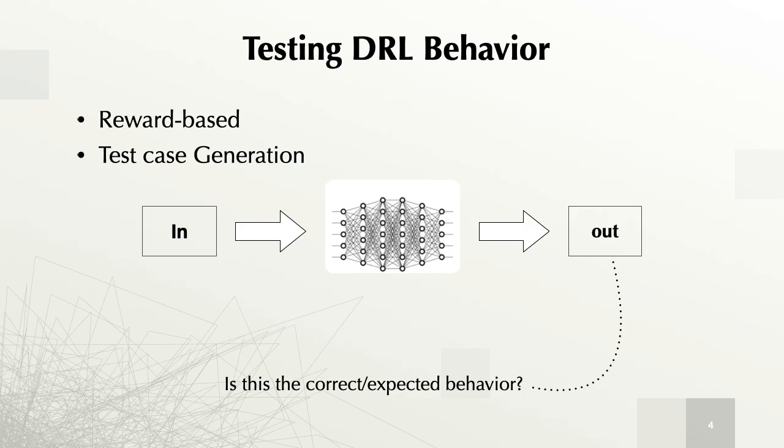In contrast to supervised learning, here we don't have an explicit goal value. Our only metric is reward, but it won't tell us if our policy is optimal. And by now, there are no specific testing techniques for DRL systems. So the question is, how do we know that the output from the DNN is the expected one?